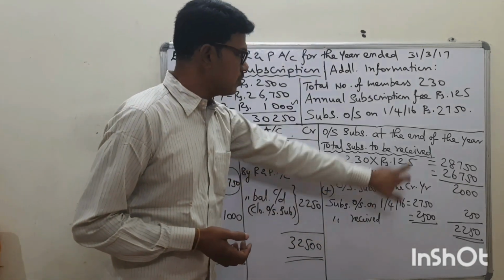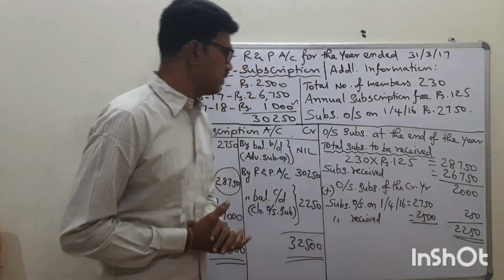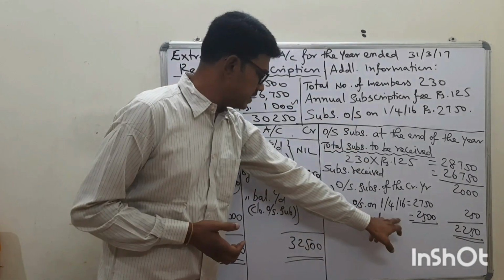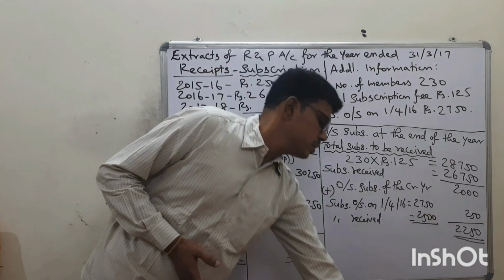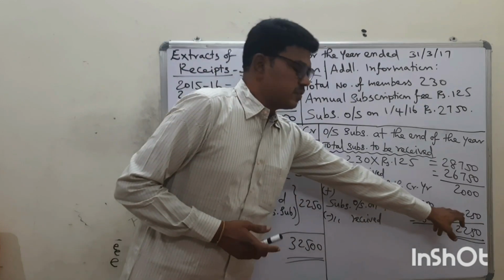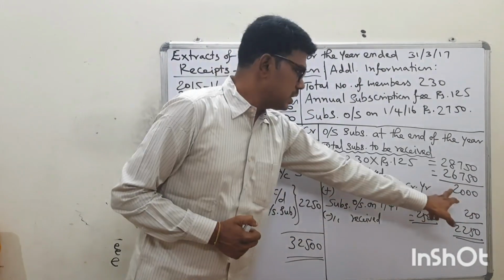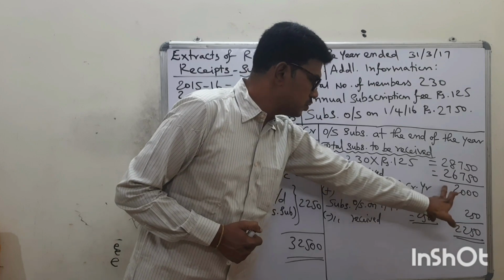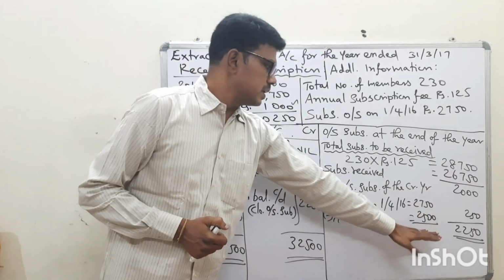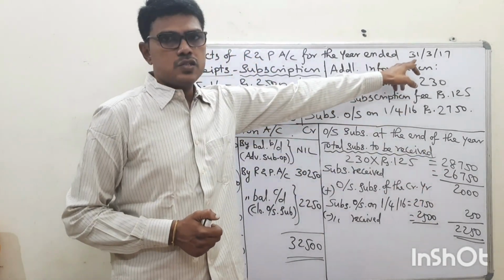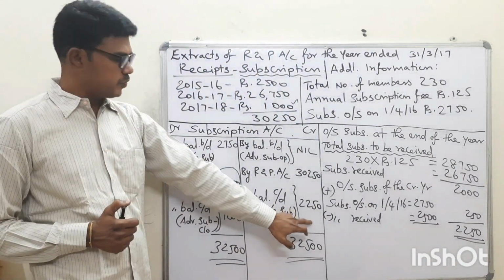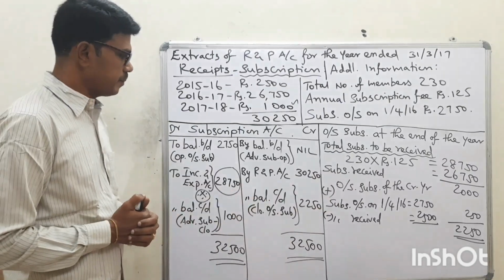So subscription outstanding on 1/4/2016, 2750. We have received only 2500 from this amount. If we subtract this amount, we can get 250 as the outstanding of the previous year amount, right? The total outstanding is 2000 plus 250, 2250. Total outstanding till 31st March 2017 is 2250. That amount must be written here, 2250, right?